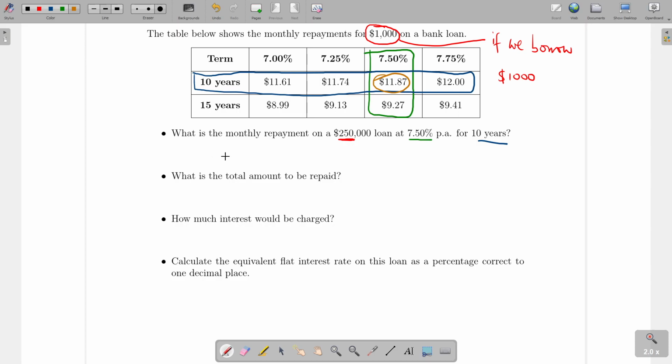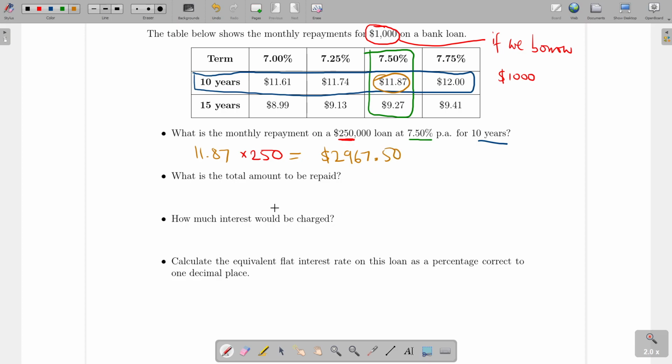So our monthly payment would be 11.87. But again, that's only for $1,000, right? We are wanting to borrow $250,000, so we will need 250 lots of this 11.87. And what that number gives us is 2967.5, so $2,967.50.